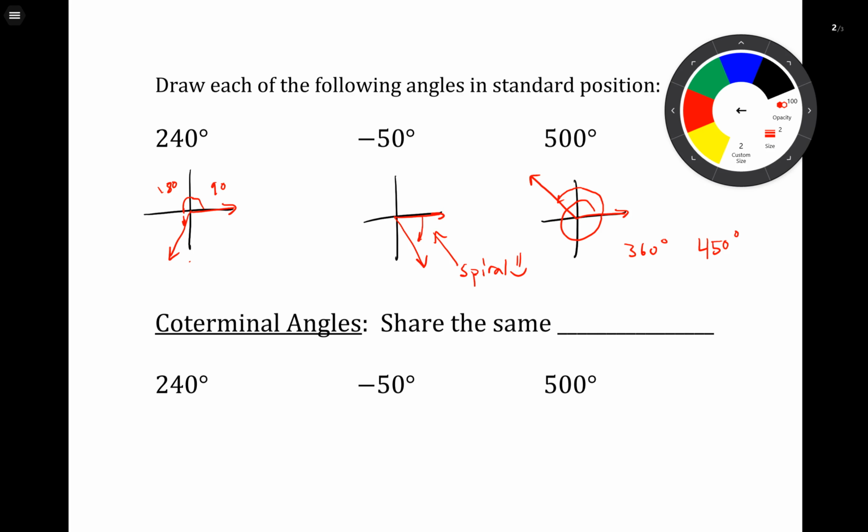Now notice, this is exactly the same angle as if instead of going the whole way around, I just went like this. Or what if I was thinking negatively and went like this? In other words, there are some angles that give me the same looking angle. And this is what we call coterminal angles. They share the same terminal side, or in other words, they look the same.